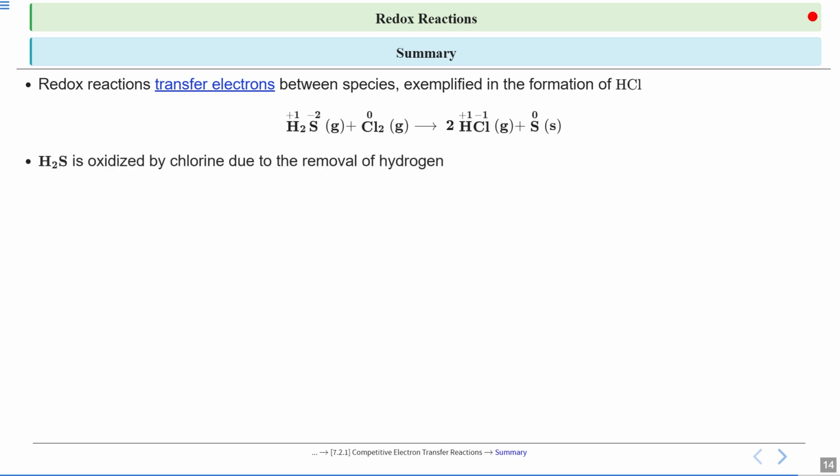Moving ahead to the explanation of this chemical reaction, H2S is oxidized by chlorine due to the removal of hydrogen, and chlorine is reduced by adding hydrogen to it. Hence, the provided reaction is a redox reaction in each and every term.